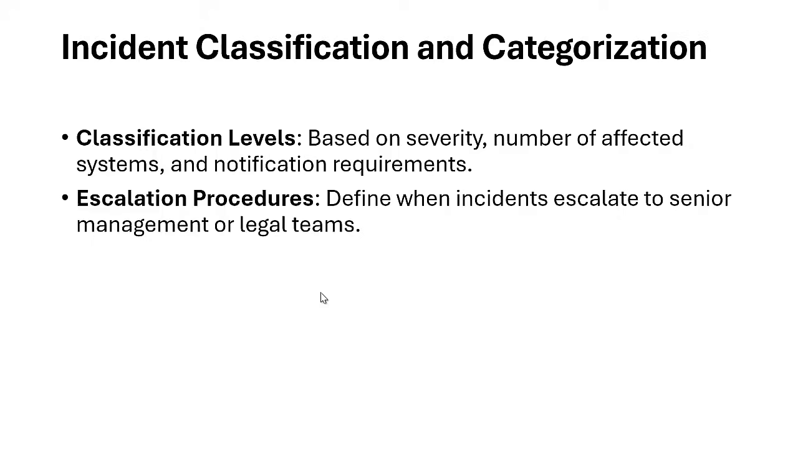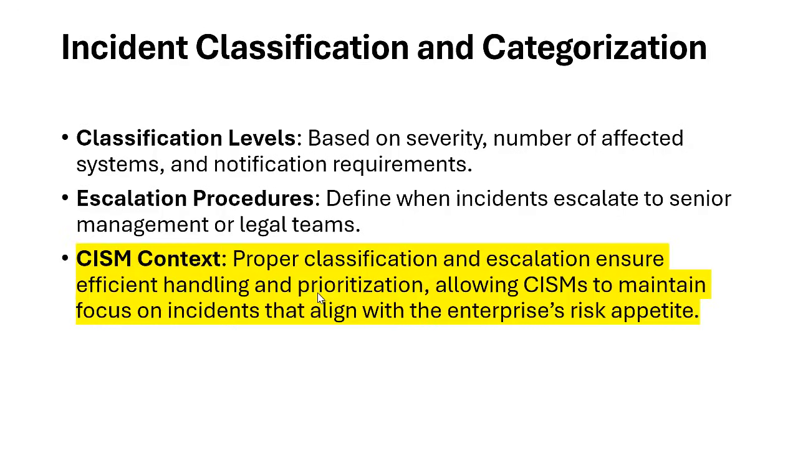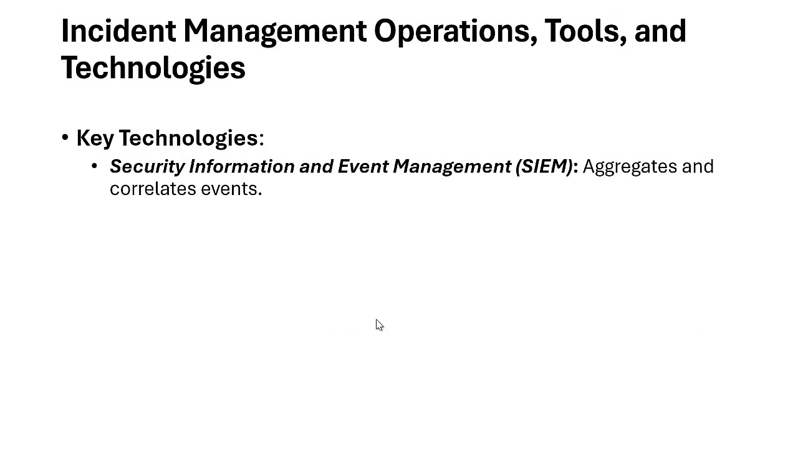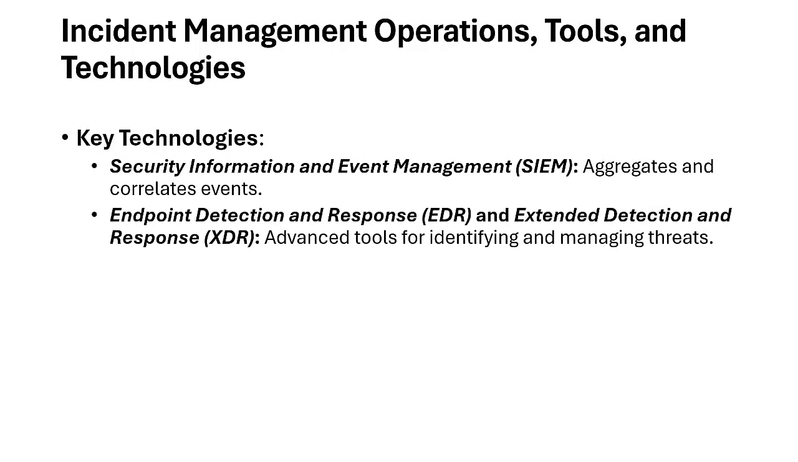Another important thing we always look for is proper classification and escalation. We have to ensure efficient handling and prioritization, because it allows the CISM to maintain focus on incidents that align with the enterprise risk appetite. And we have some terminologies here, like SIEM, which aggregates and correlates the events. Then we introduce a new solution, which is called EDR and XDR.